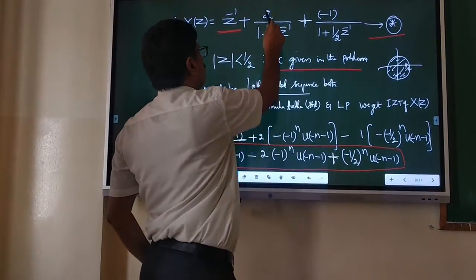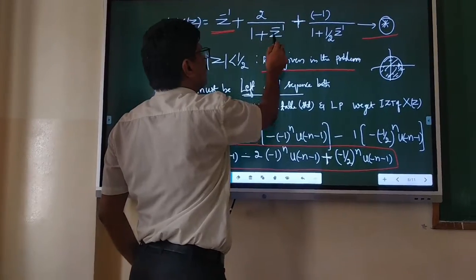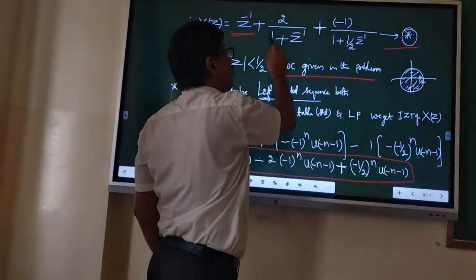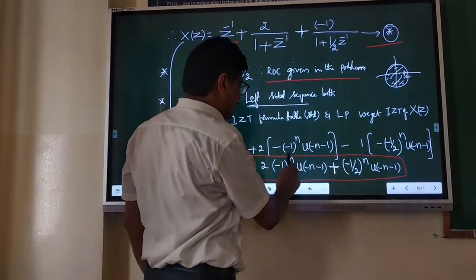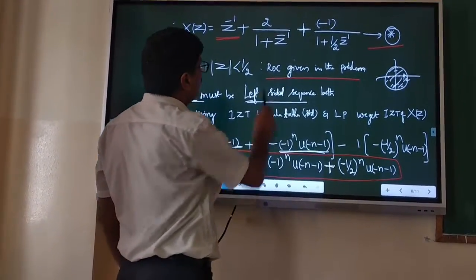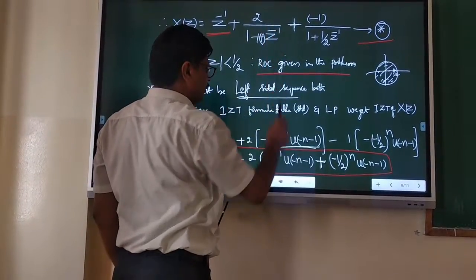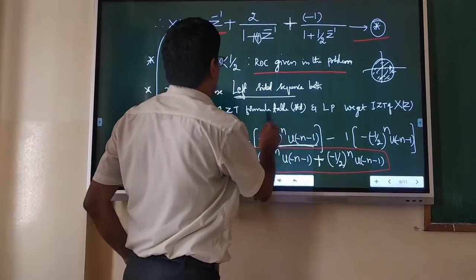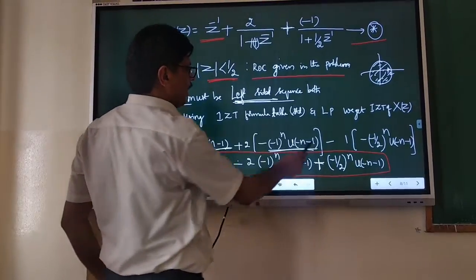Plus, here the 2 is by the linear property: 2 into the IZT of 1 by (1 plus z inverse), which you have to write as 1 by (1 minus (minus 1) z to the power minus 1). Then the inverse z transform is actually minus of minus 1 to the power n u of (minus n minus 1), because it is a left-sided sequence, because the ROC is given inside a circle.